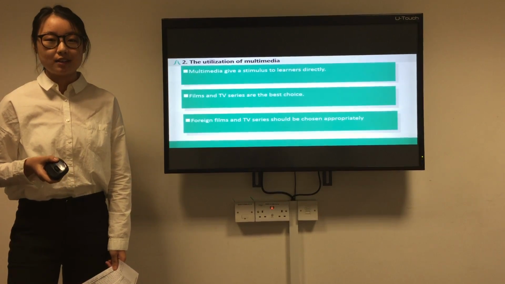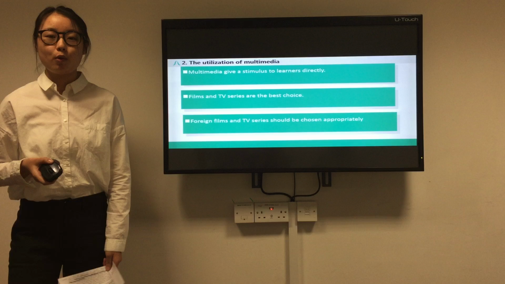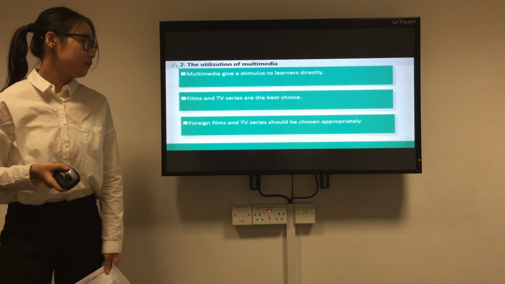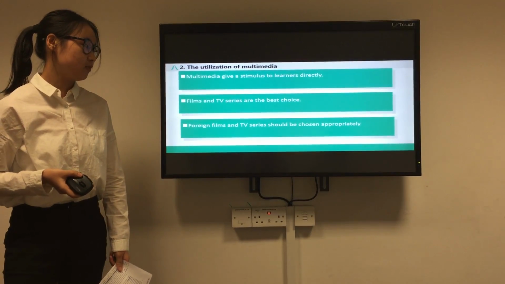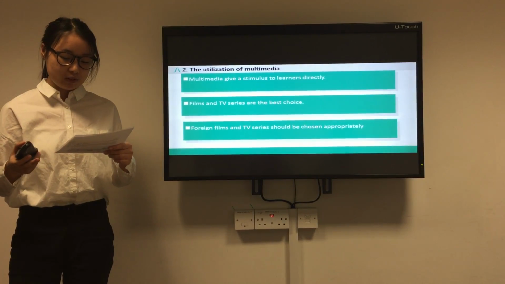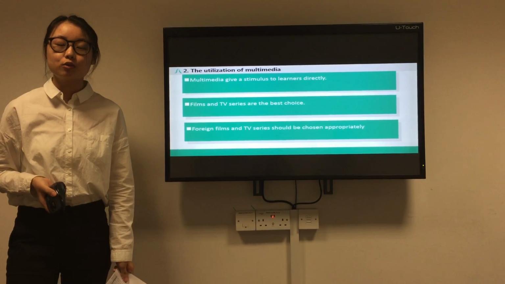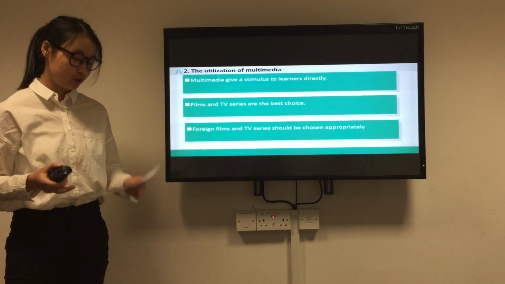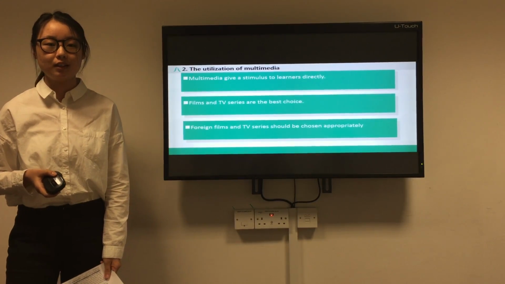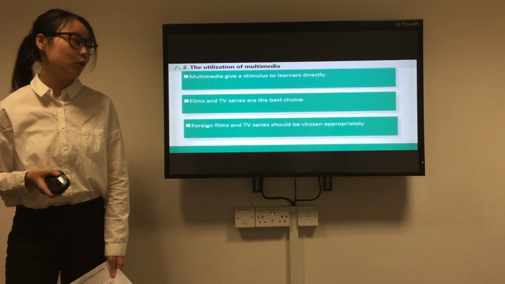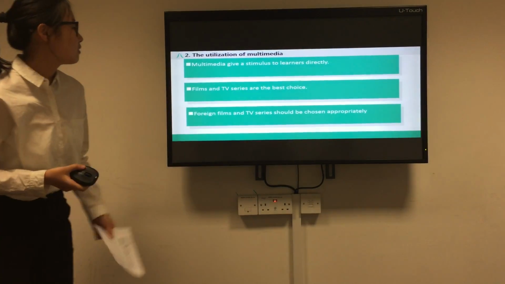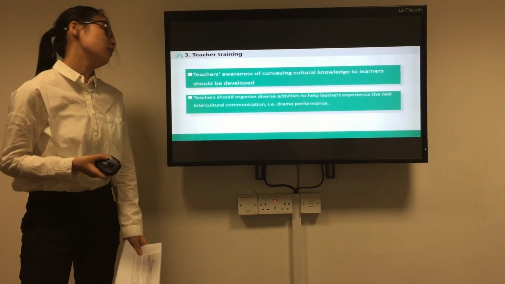Well, the selection of the video clips is an important task for teachers. Usually, some foreign films and short TV series are regarded as appropriate materials. By watching video clips, learners are enabled to get in touch with the target language culture subconsciously. At the same time, they will have a willingness to make a link between their own culture and the target culture in the videos. Well, the last one is teacher training.